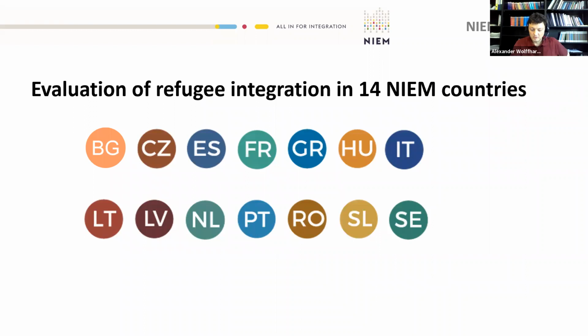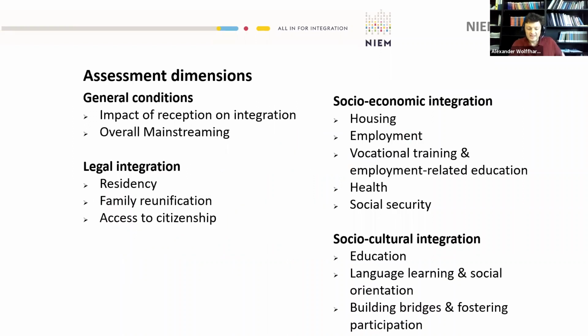What else is important to know about Niem? These are the 14 countries involved. Actually, this is a very representative sample of the EU as a whole, big countries, small countries, north and south, east and west. The indicators systematically cover all relevant dimensions of integration. So there are legal indicators, for example, on residency and citizenship. And there's the whole range of socio-economic and social-cultural integration areas, including the dimension on building bridges between the receiving society and refugees, and on participation.